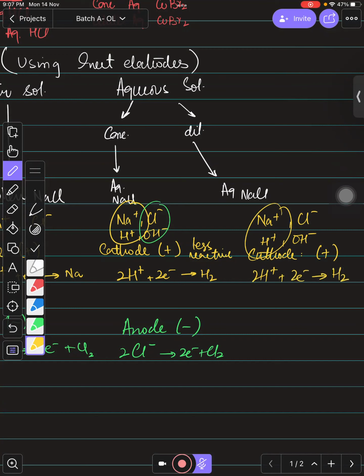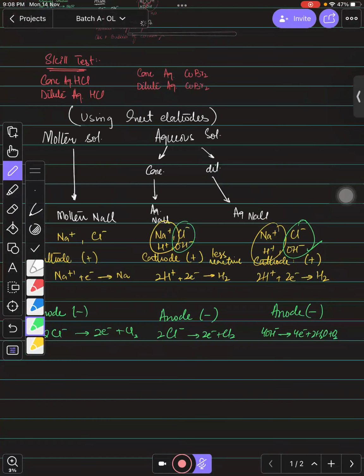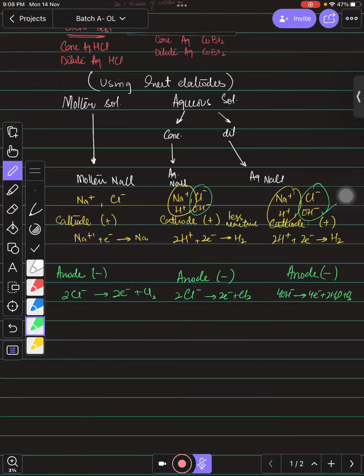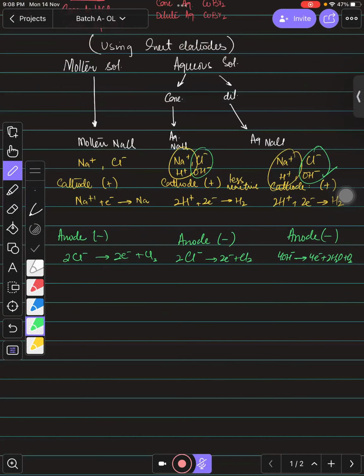But if you talk about anodes, the anode attracts the negative ions, and if you have two types, the one which is greater will form products. Right now we have hydroxide in greater quantity, so it will lose 4 electrons and form two water molecules and oxygen gas, which is the product that is going to be released. Right? So these are the things that we were talking about in the last class.